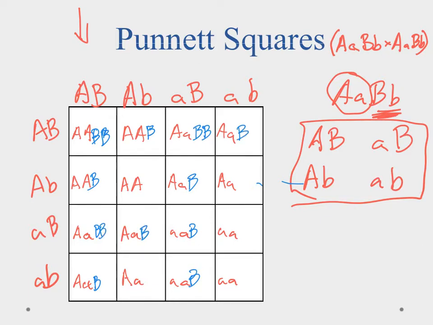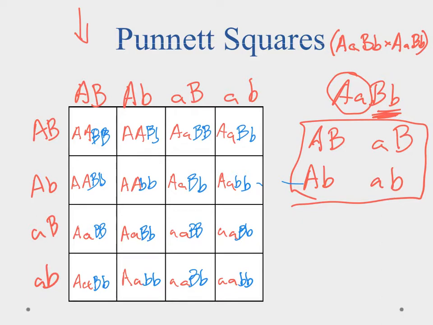There we go. And then finally we do our lowercase b's going down. And you can guess the last step here as we do our final lowercase b's. And these will be going across. And now we've completely filled out our Punnett Square.